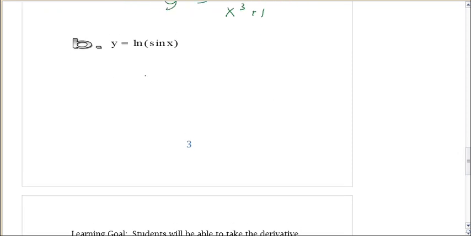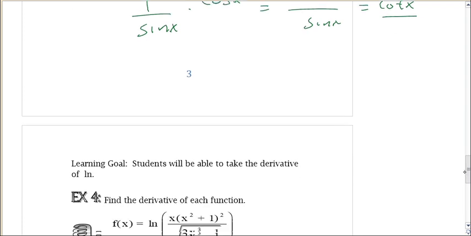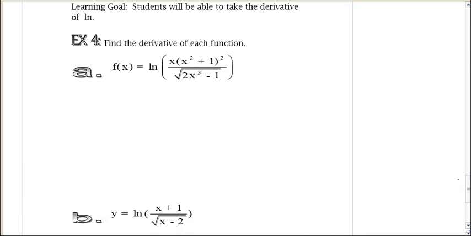Okay, so it looks like I'm going to use the formula again. I get 1 over sine x times the derivative, which is going to be cosine x. And if I simplify this, I get cosine x over sine x, which just makes cotangent x. Alright, hopefully I'm not going too fast for you.